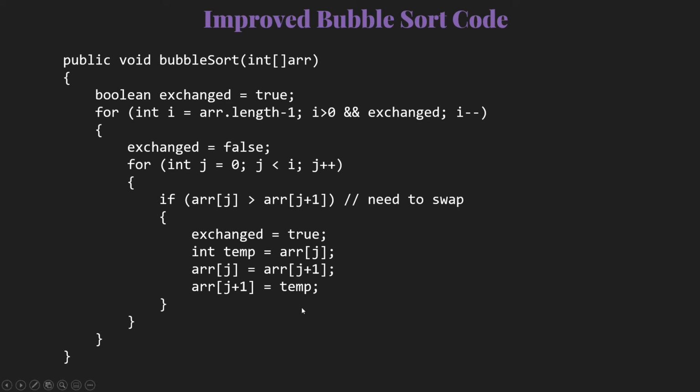Then we'll go through as usual, except anytime we actually do a swap, we're going to set exchanged to true. As long as we made a change in the previous pass through the outer loop, previous run through this for loop, then we're going to go ahead and move on to the next one. As long as we haven't come to the end, we still have our i greater than zero check. But if at any point we get through here and we never needed to exchange anything, then we know that means the array is already sorted and we can go ahead and stop.